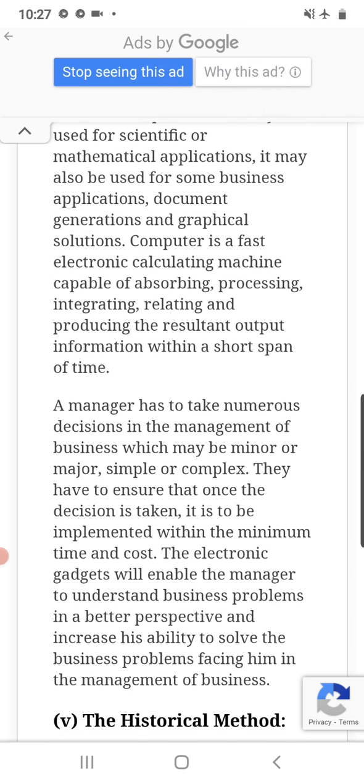A manager has to take numerous decisions in the management of the business, which may be minor or major, simple or complex. They have to ensure that once a decision is taken, it is implemented within the minimum time and cost. The electronic gadget will enable the manager to understand the business problem in a better perspective and increase his ability to solve the business problem within a short period.